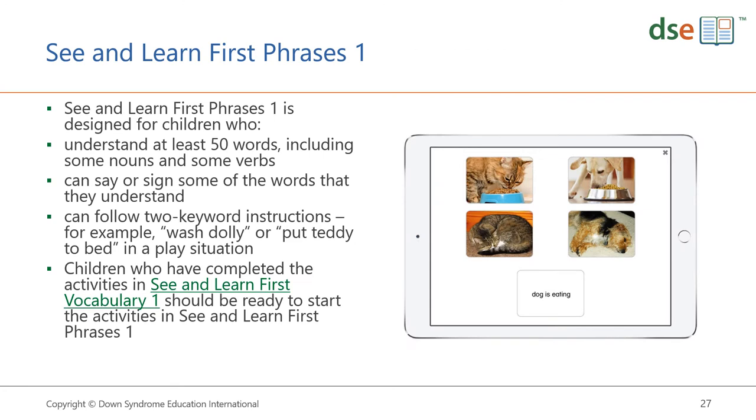So to be quite specific, See and Learn First Phrases is designed for children who understand at least 50 words, including nouns and verbs, can say and sign some of those words they understand, can follow 2 keyword instructions, wash Dolly, put Teddy to bed, and who've completed See and Learn First Vocabulary 1. And there's an illustration of the kind of 2 keyword phrases we're going to teach. Dog is eating, cat is eating. Dog is sleeping, cat is sleeping.